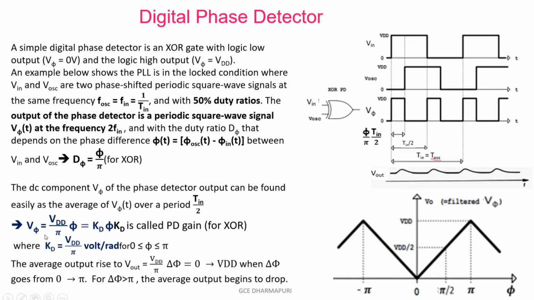So I can write V5 is equal to VDD by pi phi. So that is equal to KD phi, where KD is called phase detector gain. We know that KD is equal to VDD by pi, and its unit is volt by radian, and it ranges from 0 to pi. So you can see it ranges from 0 to pi, and it will reach the value VDD.